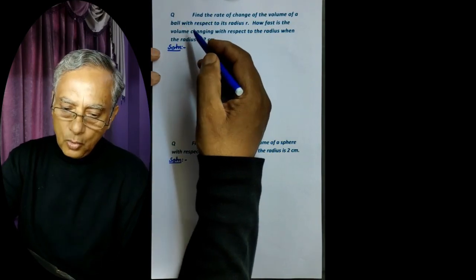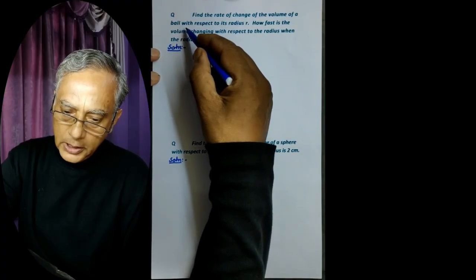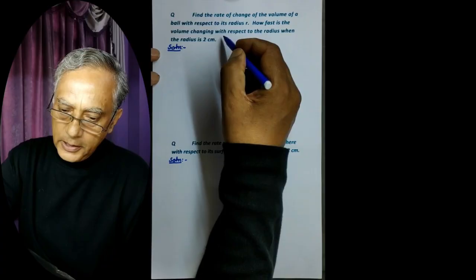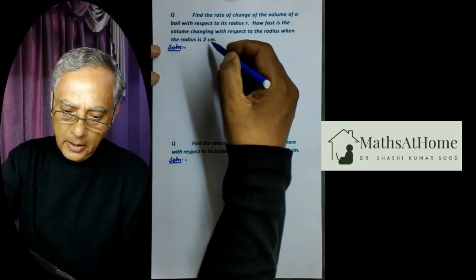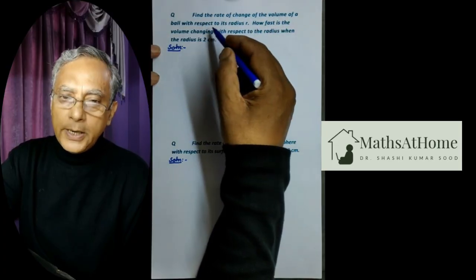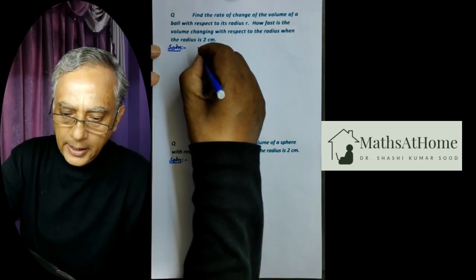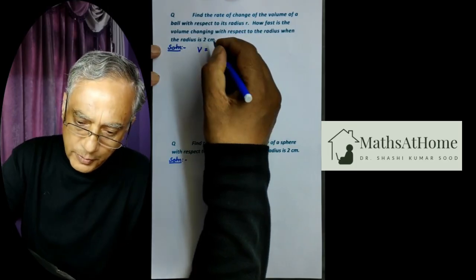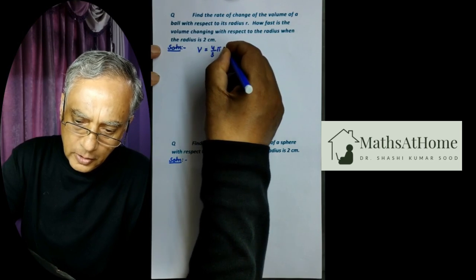First is: find the rate of change of the volume of a ball with respect to its radius. How fast is the volume changing with respect to the radius when the radius is 2 centimeters? So we must first write a relation between volume and radius. Volume is 4 by 3 pi r cube.